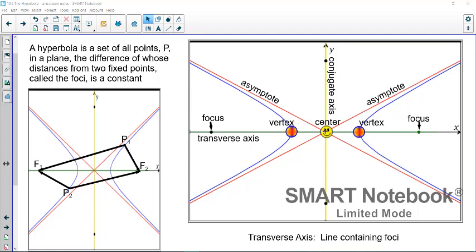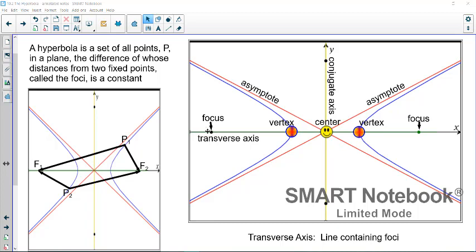So we've talked about the center, we've talked about the vertices, we've talked about the foci. Let's talk about the asymptotes. The asymptotes will always pass through the center. One will have a positive slope, one will have a negative slope. And we've mentioned in a previous video how to find those values, and we'll see that here in a minute again as well.